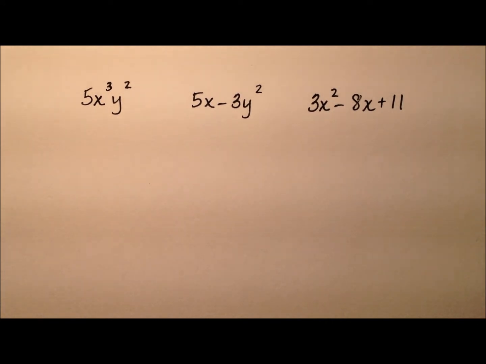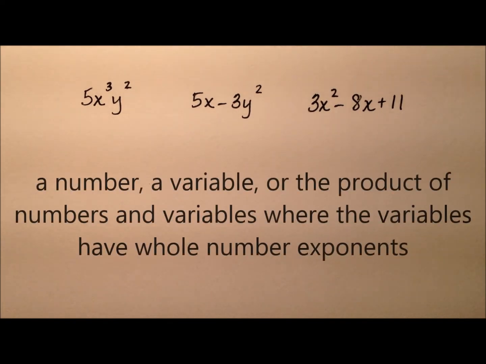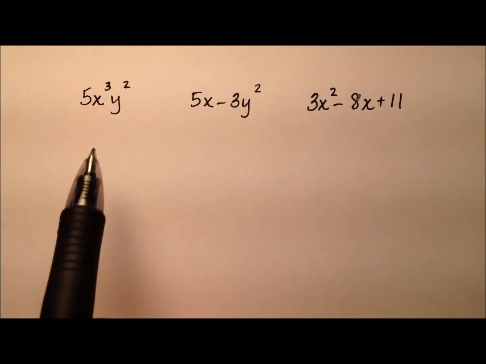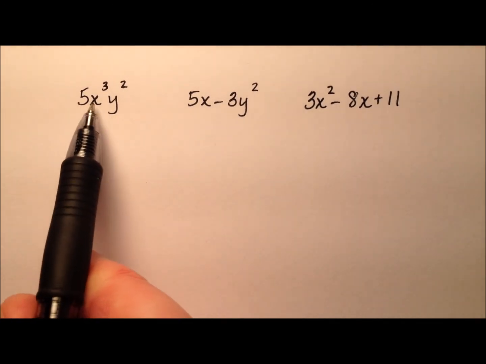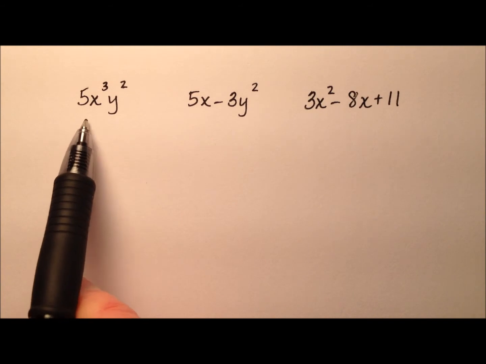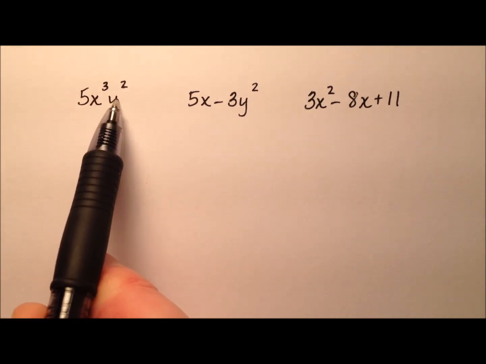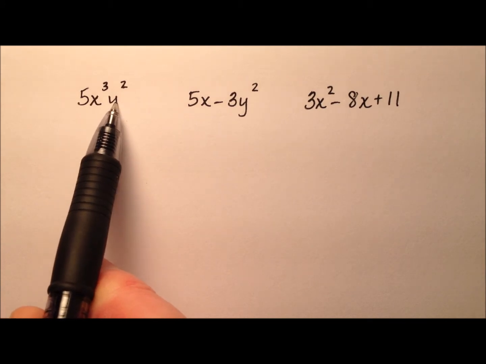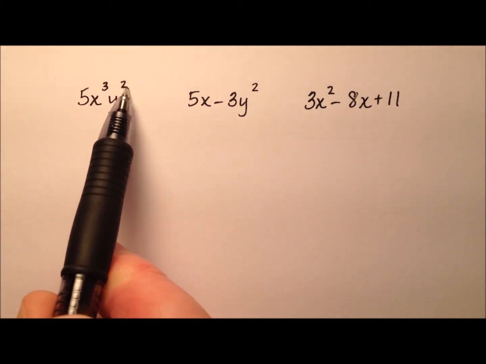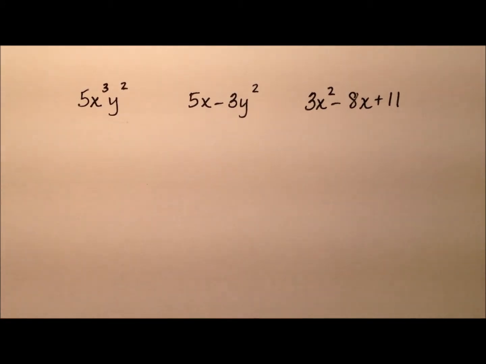Alright, so in a previous video we talked about monomials. And remember, a monomial is a number, a variable, or the product of numbers and variables, where the variables have only whole number exponents. So you'll see this first expression, 5x cubed y squared. This is a monomial that has the coefficient of 5, and we're multiplying variables x and y together, and their exponents are 3 and 2, which are both whole numbers.